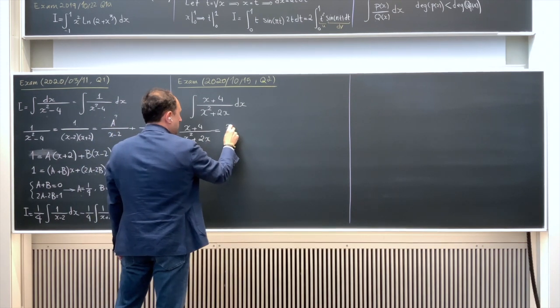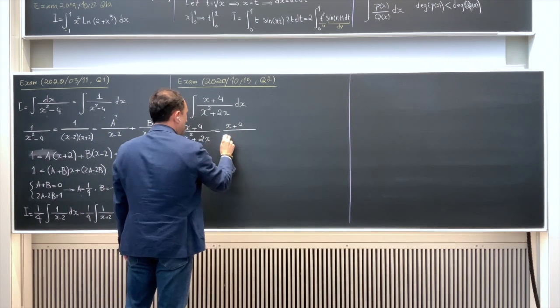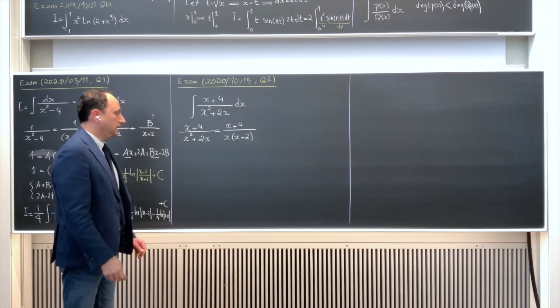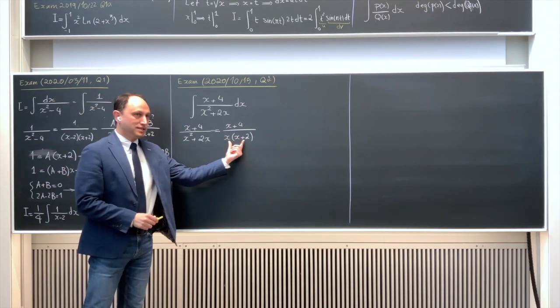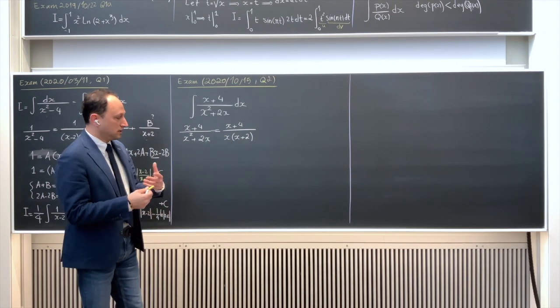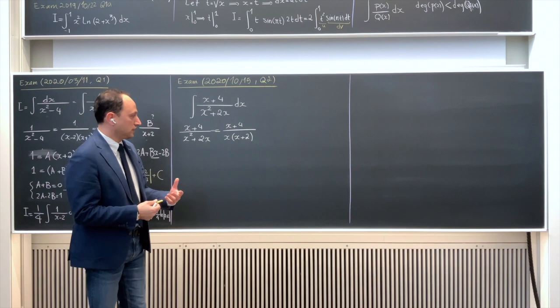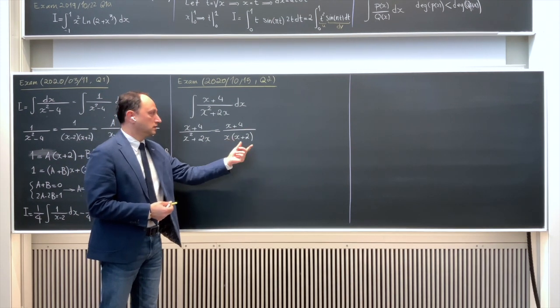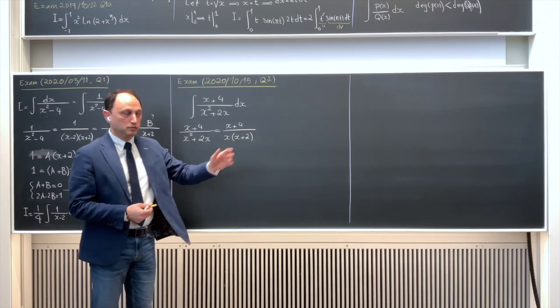So you write x plus 4, factorize the denominator, x times x plus 2, okay? And then you want to write this as the sum of two fractions. The number of fractions depends on the number of factors. If you have 2, there'll be 2. If you have 3, there will be 3, okay?